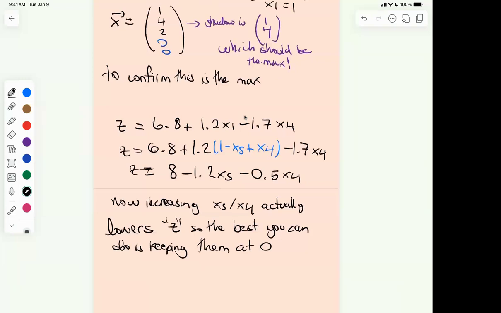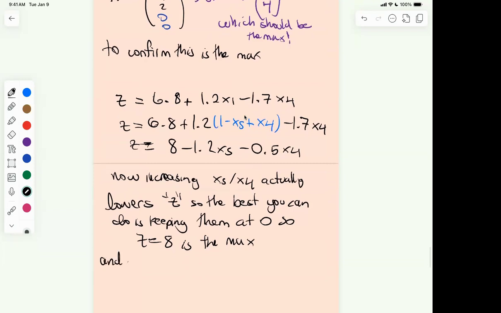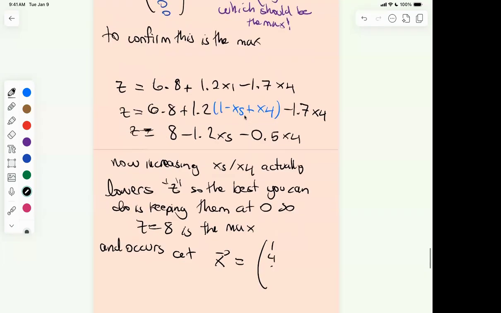And when they are zero, that means z has to be 8, and so that also gives you for free the value of the max. So z equals 8 is the max, and it occurs at that basic solution, 14200. So we got where the max occurs, and we also got the value of the max, both things basically at the same time. Is that making sense?